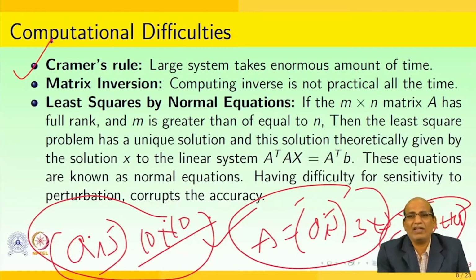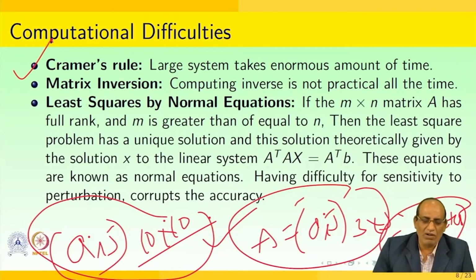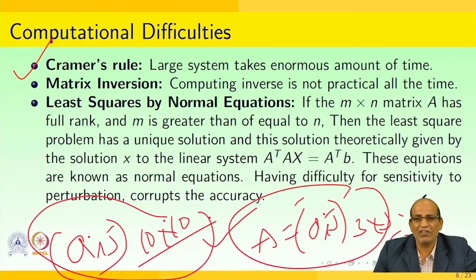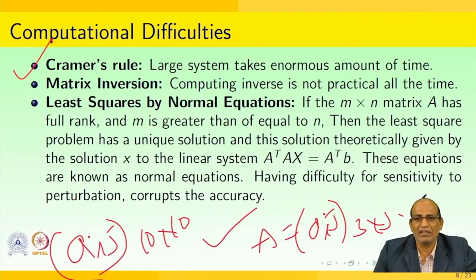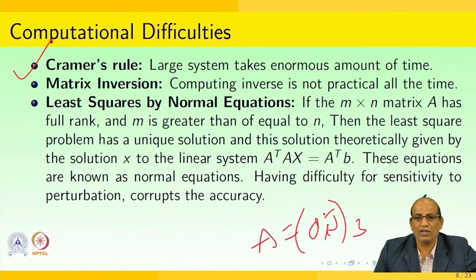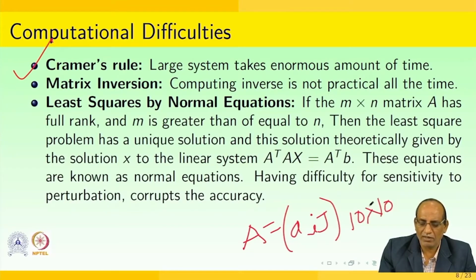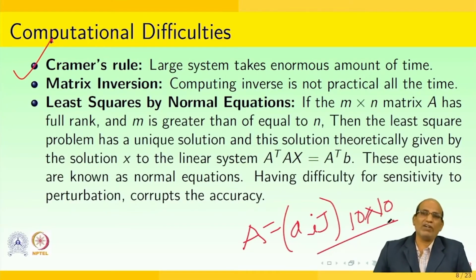So if the m by n matrix has full rank, right? So when do you have a full rank matrix? For example, if you have a matrix of, let's say, 10 by 10, look at this matrix 10 by 10. Let's say that I start with a matrix A equal to Aij, a 10 by 10 matrix. So what I wanted to do is set up the normal equations.